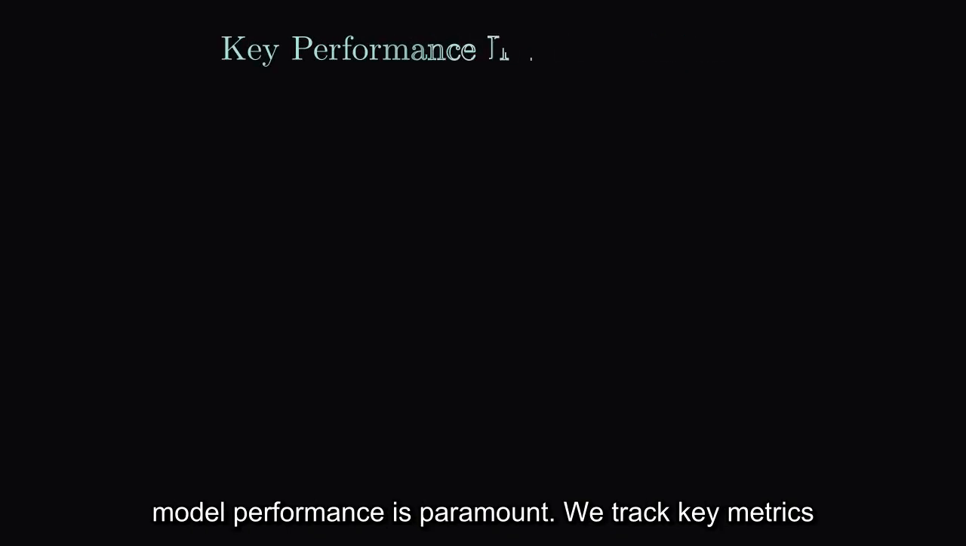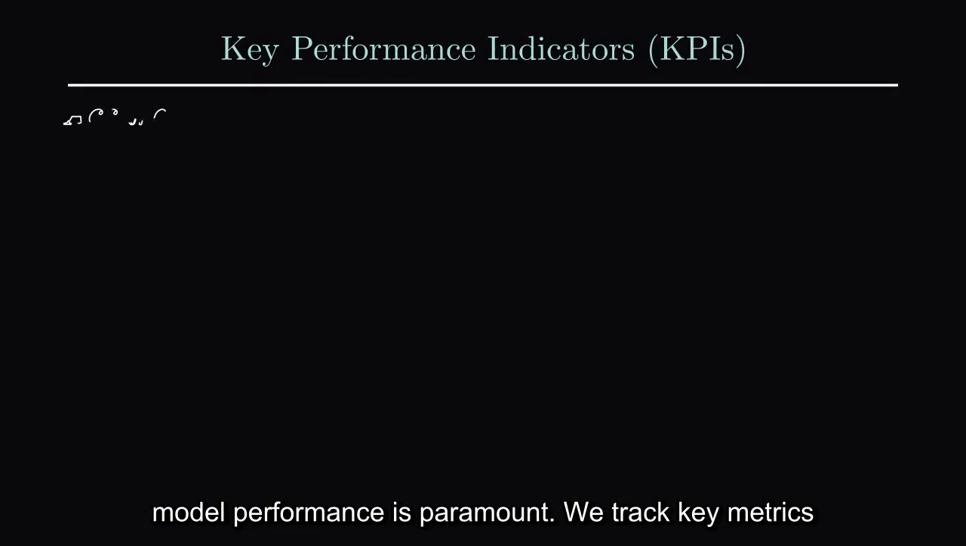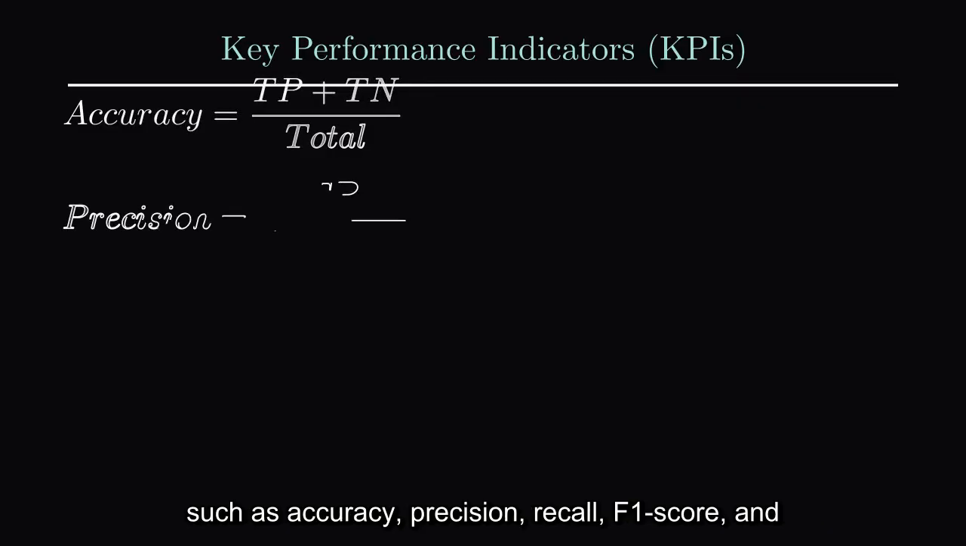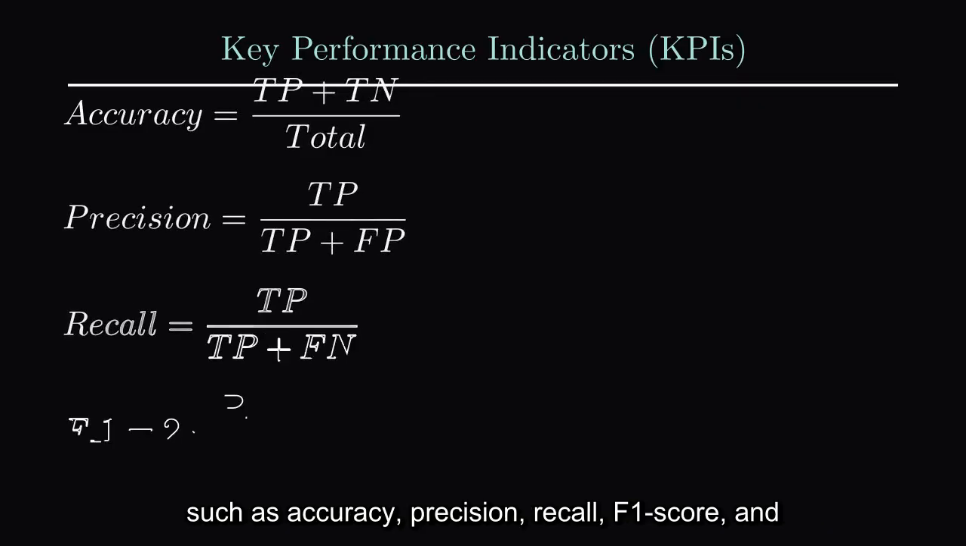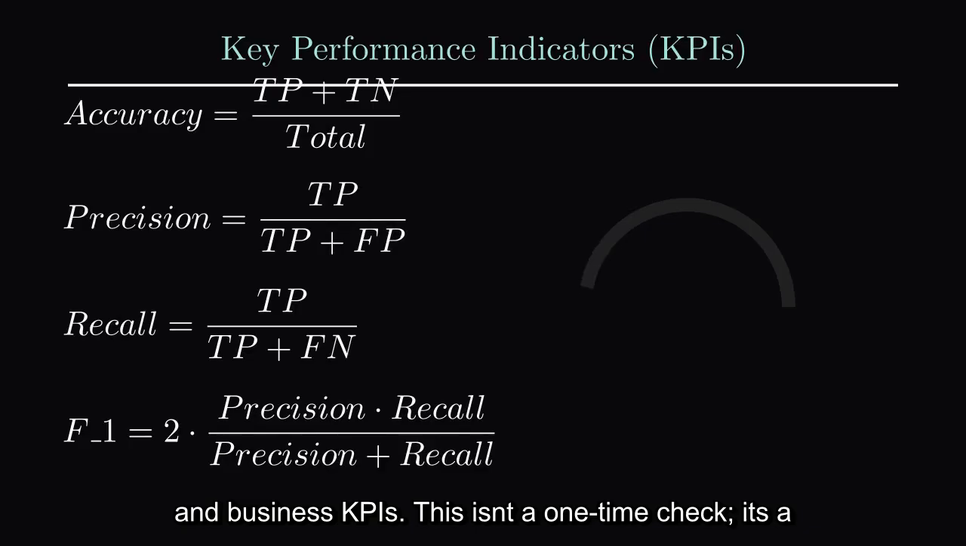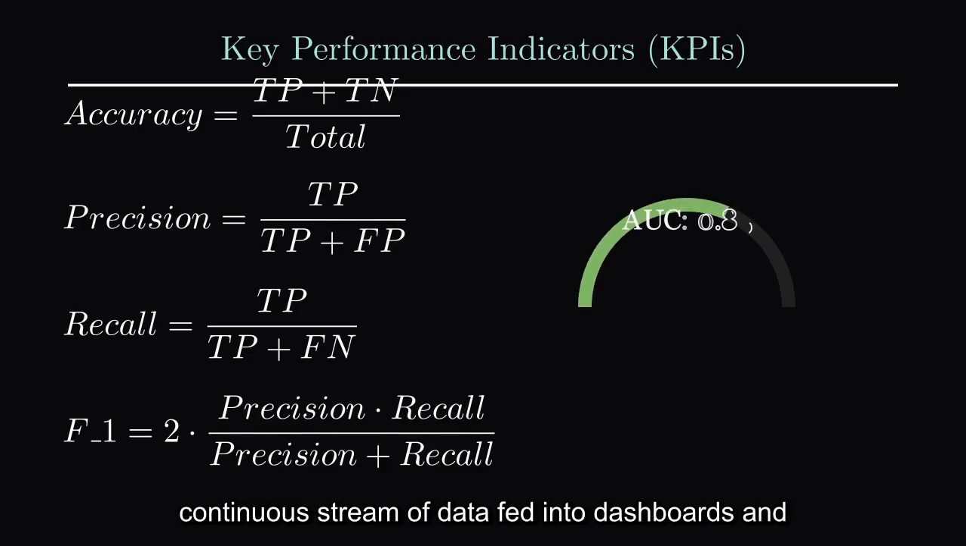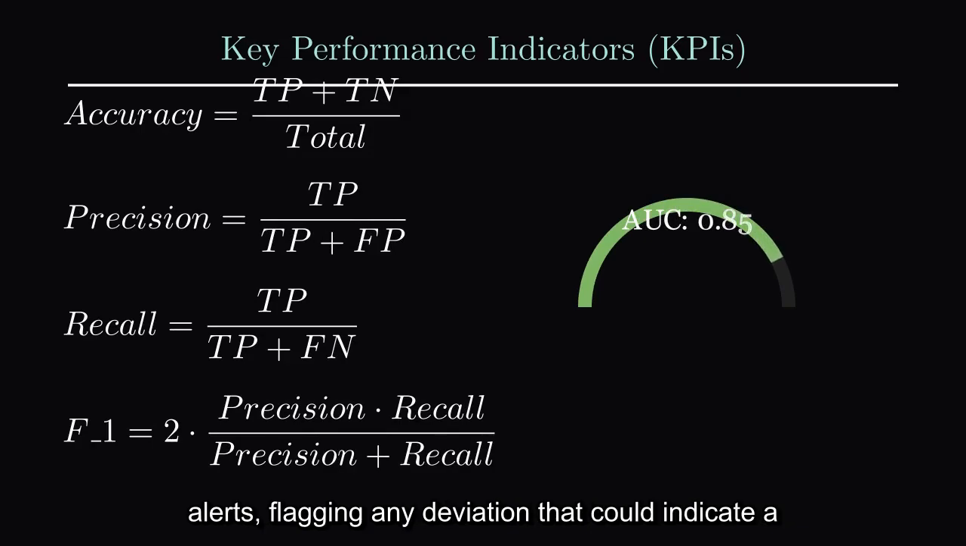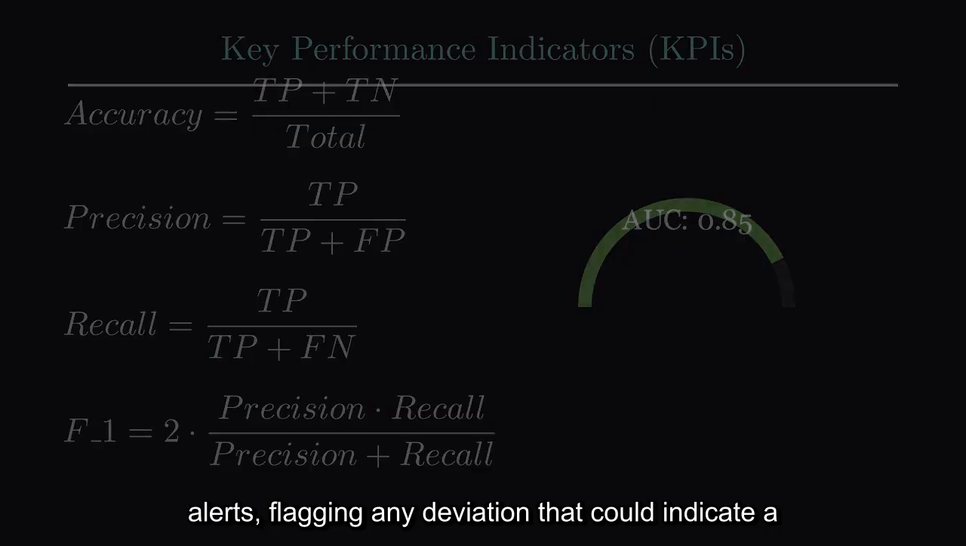Monitoring model performance is paramount. We track key metrics such as accuracy, precision, recall, F1 score, and AUC, comparing them against established baselines and business KPIs. This isn't a one-time check, it's a continuous stream of data fed into dashboards and alerts, flagging any deviation that could indicate a problem.